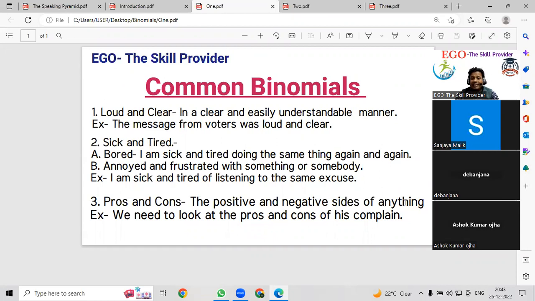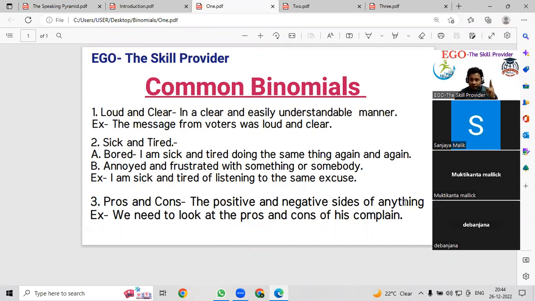And the second example is whenever you are completely annoyed. What do we mean by annoyed? You are really annoyed with somebody, you are getting angry with somebody. That is called being completely annoyed. I am sick and tired of listening to the same excuses. Suppose Sanjay Babu is under me, I'm the manager at the company and he's working with me. Whenever he comes with the same excuses, I get angry. So I can say, really, I am sick and tired of listening to the same excuses.